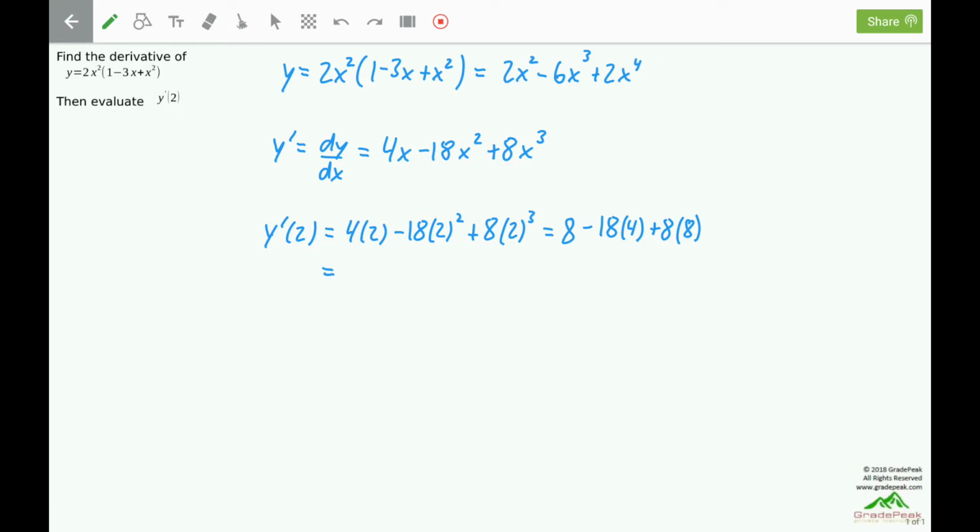So we're going to get y prime of 2 equals 8 minus 18 times 4 will be a 72, and 8 times 8 will be a 64. Sometimes it's easier to pair off the additions before the subtractions. 8 plus 64 is a 72, and minus a 72. So apparently we get y prime of 2 equals 0.